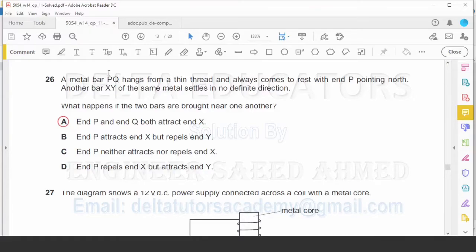In the permanent magnet, P represents north and Q represents south. When we bring this temporary magnet near the permanent magnet, both the poles, north pole and south pole, will attract this temporary magnet. So our correct option is option A, P and Q both attract X.